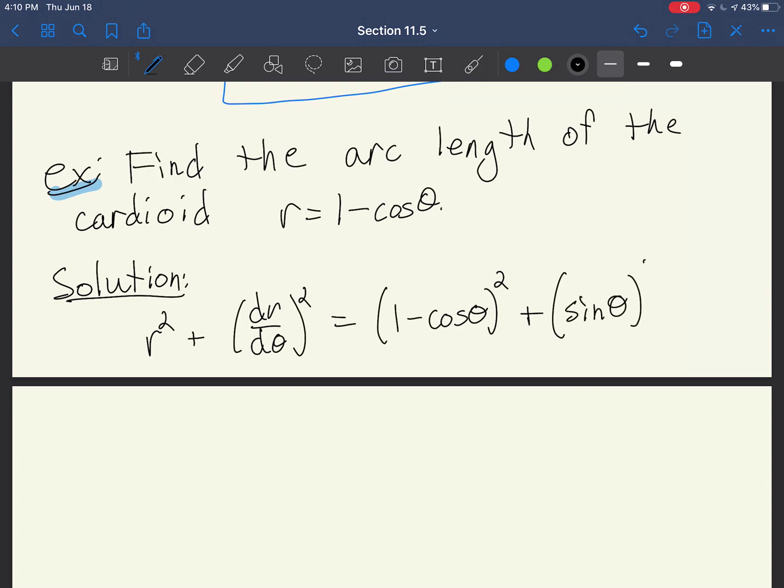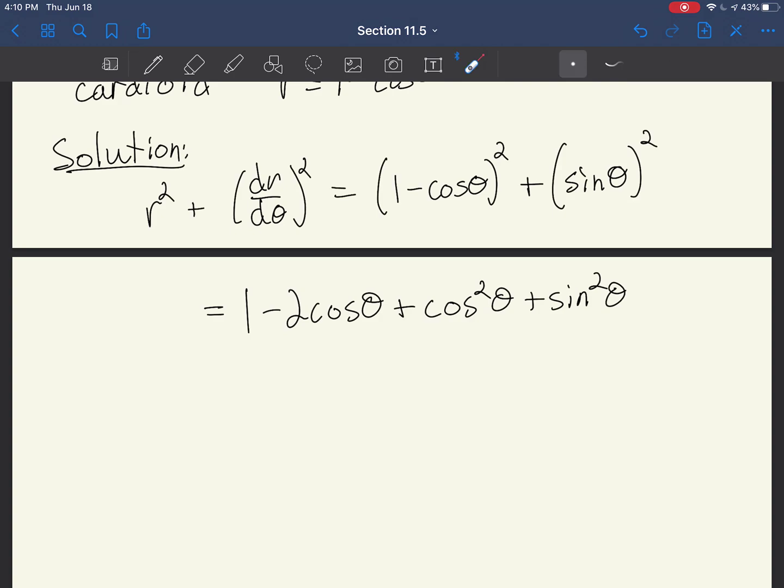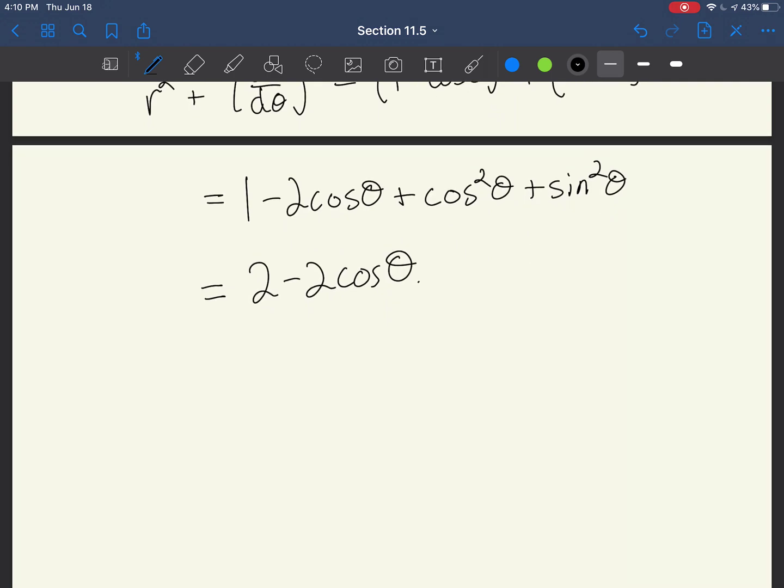So r squared is 1 minus cosine theta quantity squared plus the derivative of r with respect to theta, which is sine theta, quantity squared. Go ahead and square the first term. We get 1 minus 2 cosine theta plus cosine squared theta plus sine squared theta. We have cosine squared plus sine squared, that is 1. So r squared plus dr d theta squared is 2 minus 2 cosine theta.